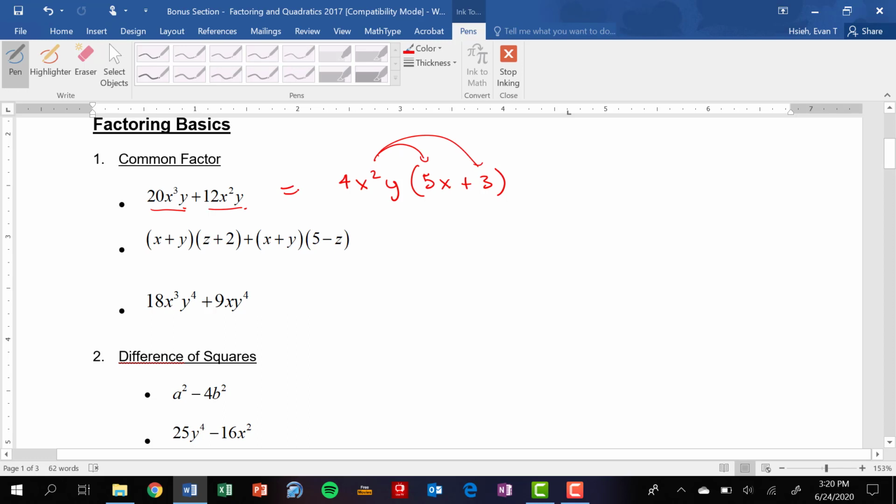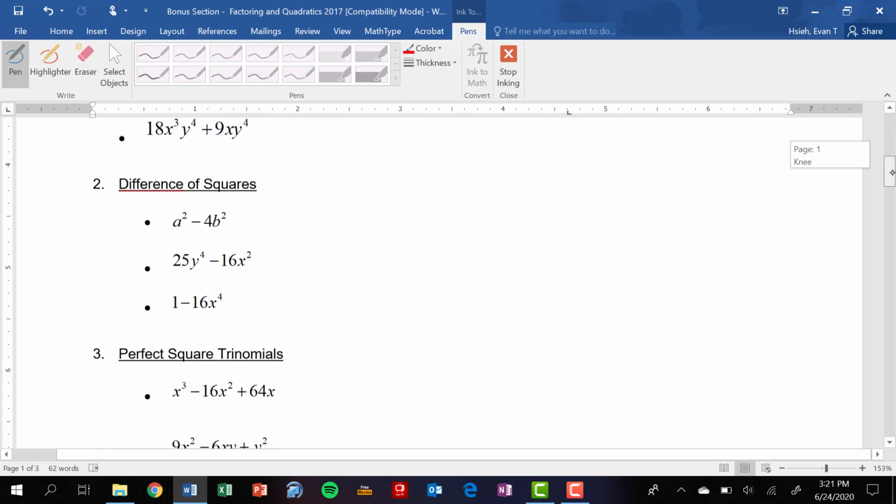Okay, the next one here looks like I can factor out an x plus y from each of these, so x plus y. And I'm going to be left with z plus 2 plus 5 minus z. The z's drop out, and 2 plus 5 is 7, so it's just going to be x plus y times 7. Okay, so you get the idea for factoring out a common factor.